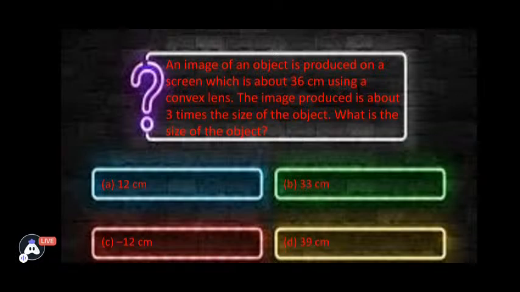They have given us 36 centimeter. So what is 36 centimeter? It is the distance of the image. What is magnification? Magnification is 3. Think about it. Which formula would you use? There are 2 formulas for the magnification of lenses. That is V upon U and height of image upon height of object.